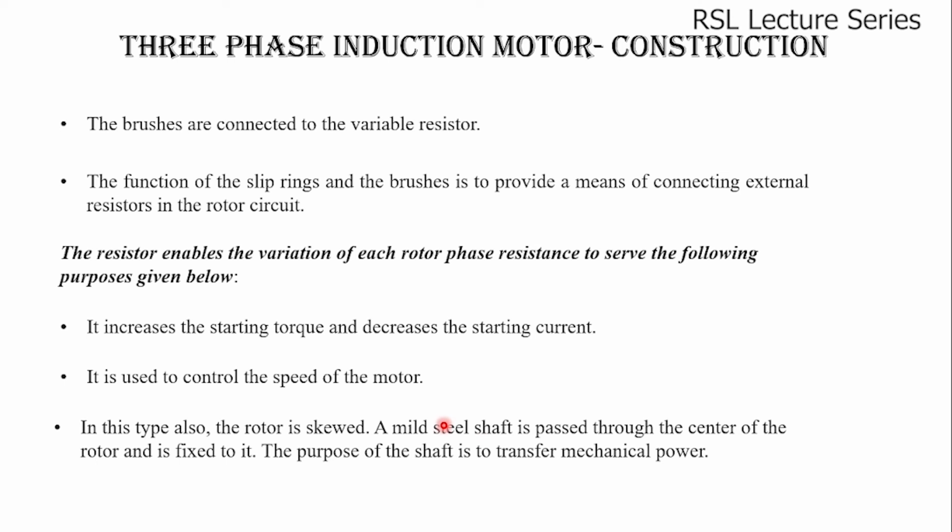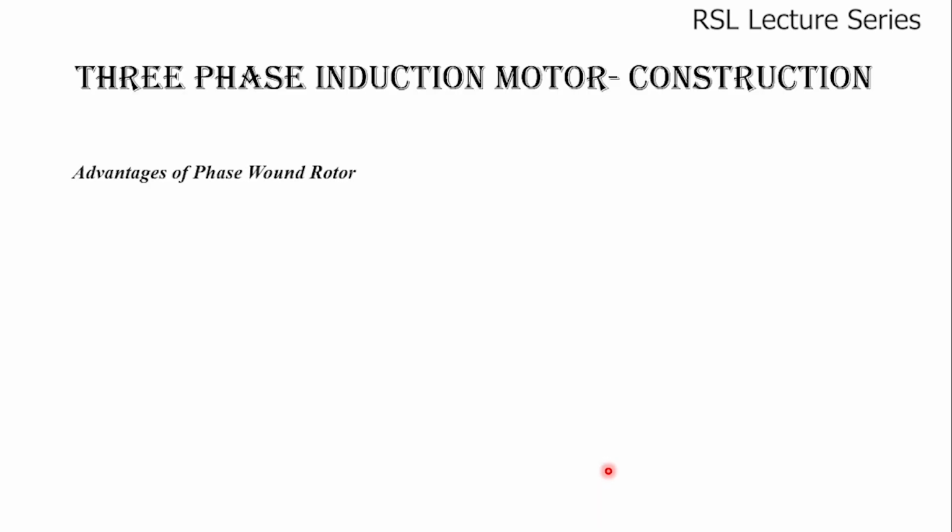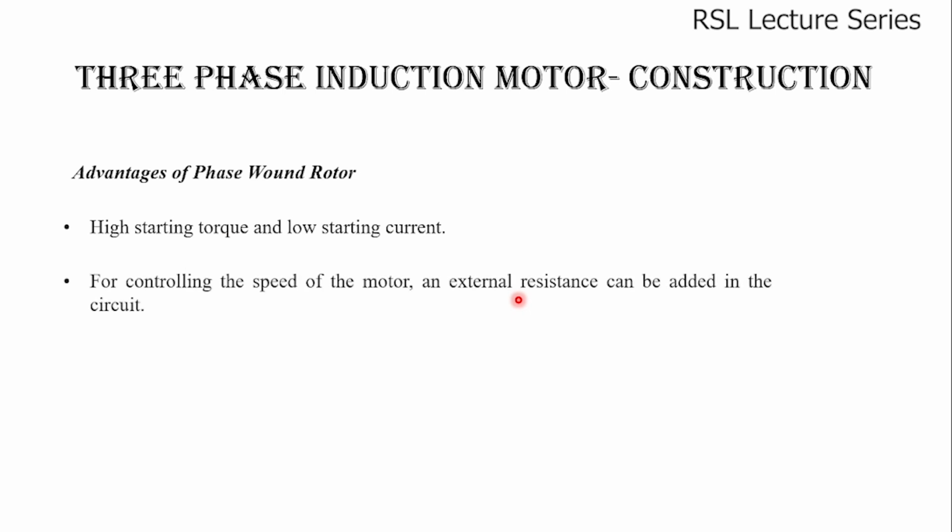Here again the rotor is skewed. It is made up of mild steel and is placed on the same shaft. The shaft is mainly used to transfer the mechanical power. Now the advantages are high starting torque and low starting current, which can be achieved by adding external resistances. And for controlling the speed of the motor, it is easy to control the speed in the case of the phase wound rotor, because external resistance can be added in the circuit.